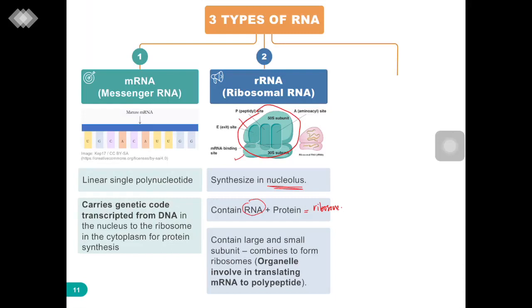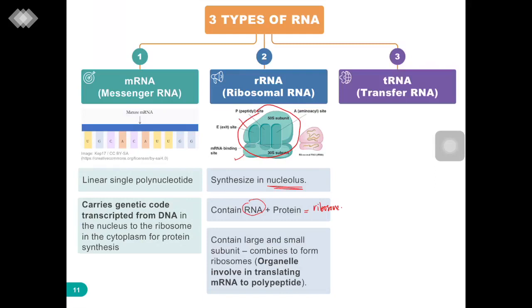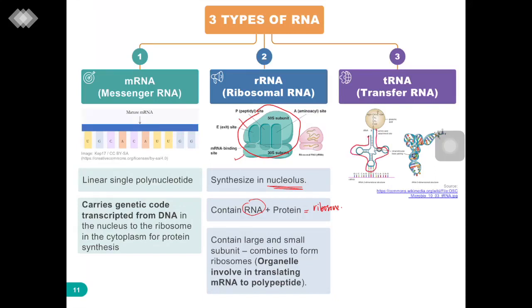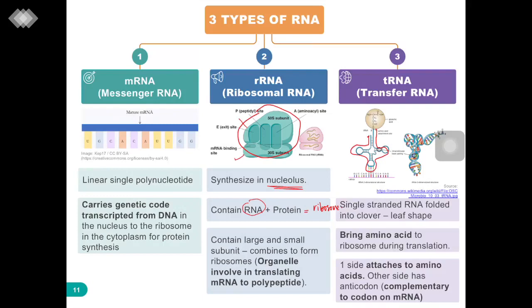The last type of RNA is tRNA, or transfer RNA. Transfer RNA is a single-stranded nucleic acid. It's just that it is folded to become this clover leaf shape. If you untangle it, it is still single-stranded. What are the functions of tRNA? In protein synthesis, specifically in the ribosomes, when the cell wants to build a protein molecule, it has to combine amino acids together. The function of tRNA is to carry amino acids and bring them to the ribosomes.